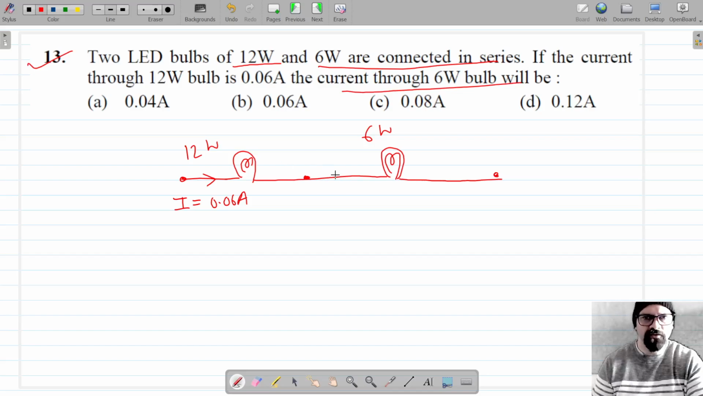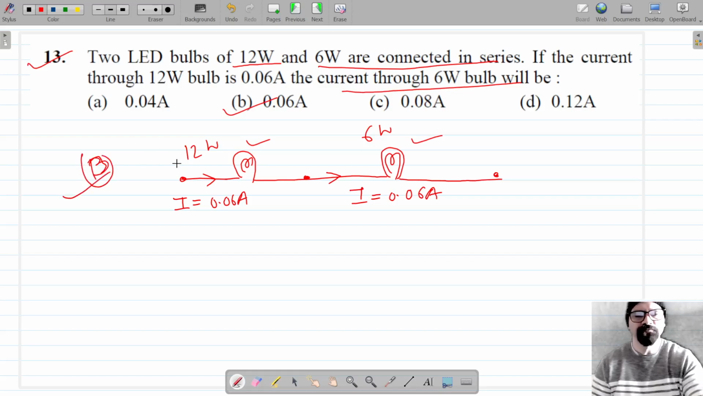अब हमें पता है जो सीरीज में रजिस्टर्स है या डिवाइस है उनके थ्रू करंट जो है वो सेम ही रहता है. So current is same in each of the devices connected in series. So इसमें भी जो current है वो 0.06 एम्पियर ही रहेगा. तो हमारी ऑप्शन है ऑप्शन बी. So option B is the correct answer for this one.